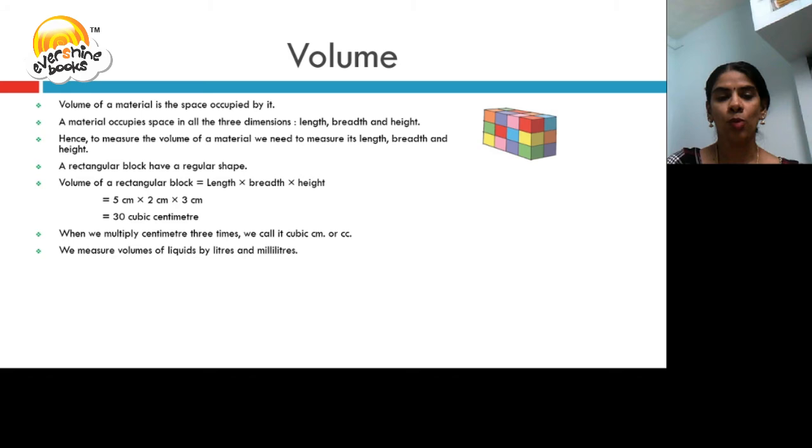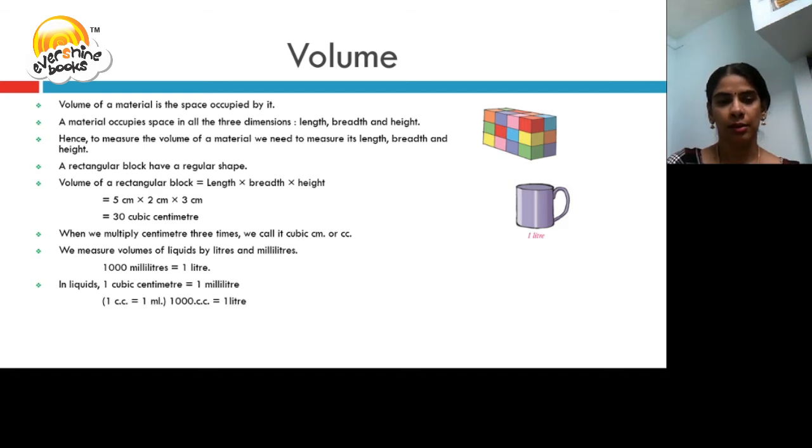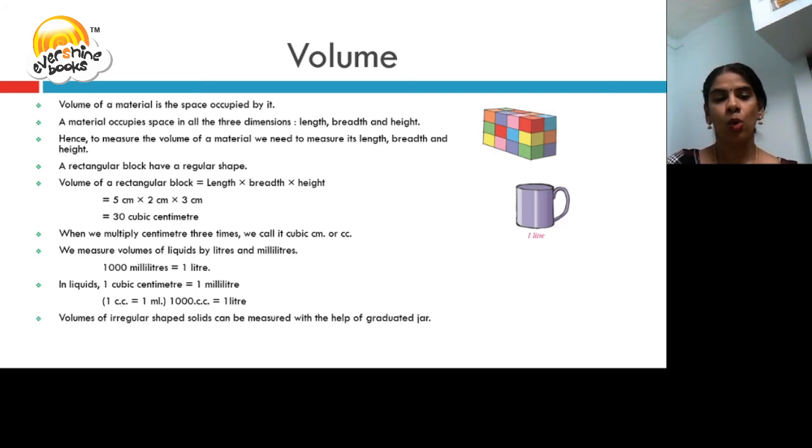We measure volume of the liquids by liters and milliliters. 1000 milliliters is equal to 1 liter. In liquids, 1 cubic centimeter is equal to 1 milliliter. 1000 cc is equal to 1 liter. Volumes of irregular shaped solids can be measured with the help of a graduated jar.